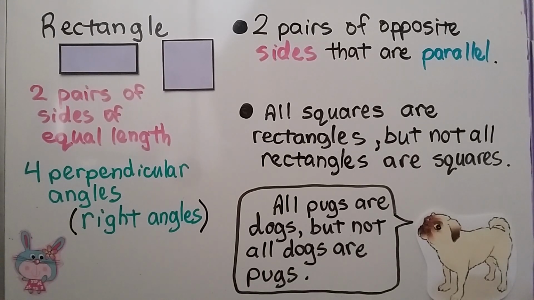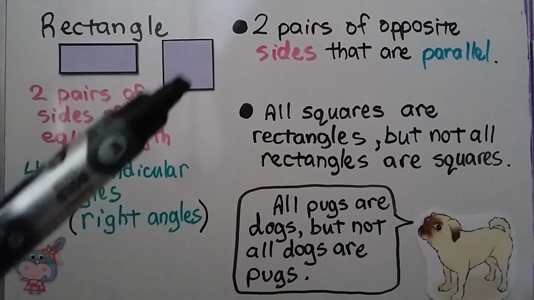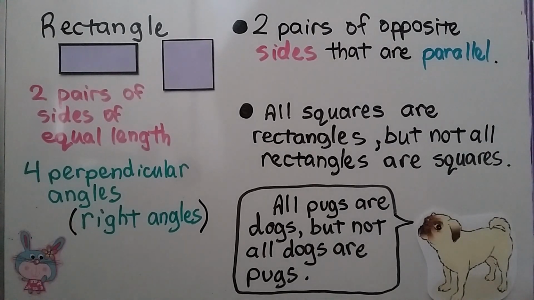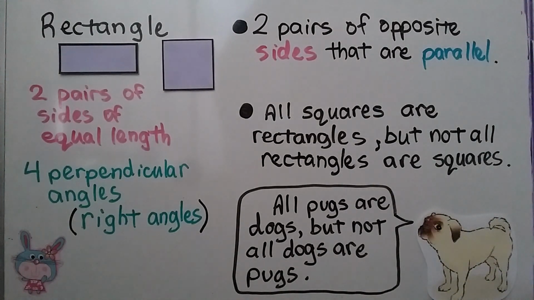A rectangle, like these, has 2 pairs of sides of equal length. Here's one pair that's equal length, and here's another pair that's equal length. And look, a square has a pair that are equal length in this pair, because all 4 are equal, aren't they? They have 4 perpendicular angles, 4 right angles. They have one in each corner. And they have 2 pairs of opposite sides that are parallel. So all squares are rectangles. But not all rectangles are squares.